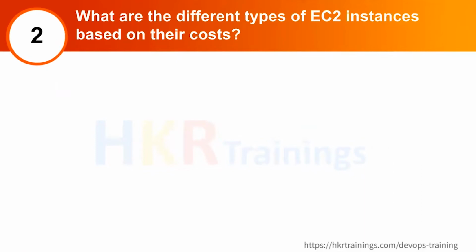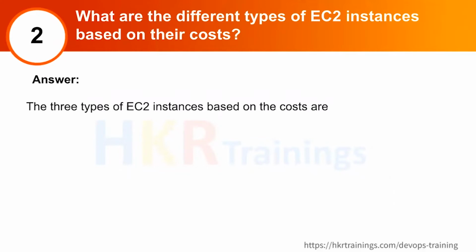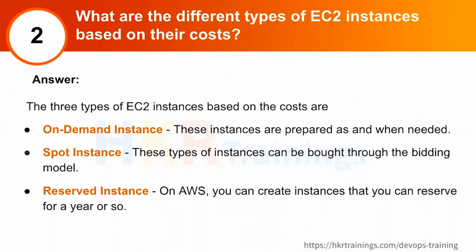Second question, what are the different types of EC2 instances based on their cost? As you understood, this is a question about the AWS cloud, and we have three types of EC2 instances. The first one is the on-demand instance. These instances are provisioned as and when needed. Whenever you want, you can go to the AWS console and create whatever kind of instance you want, of what type and what configuration.